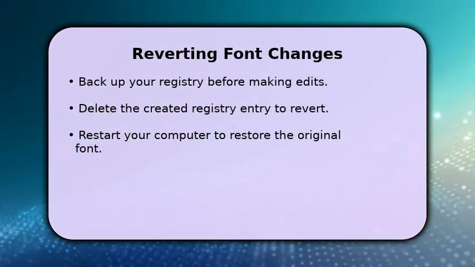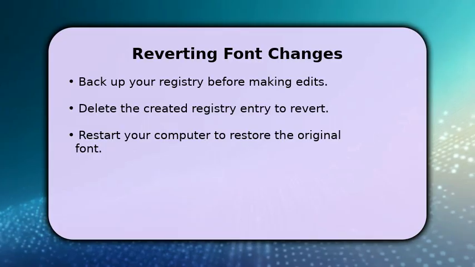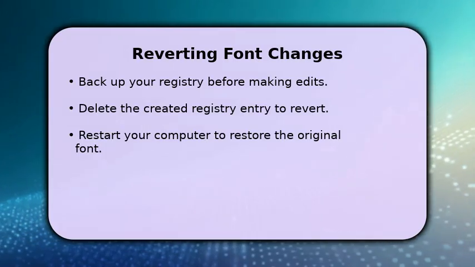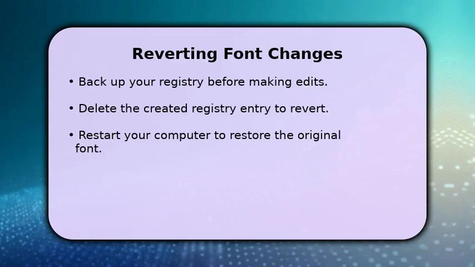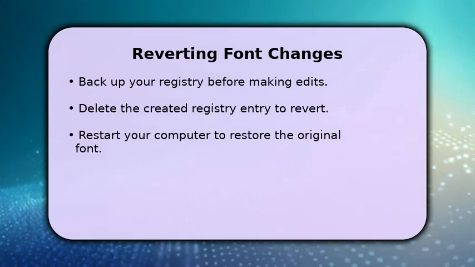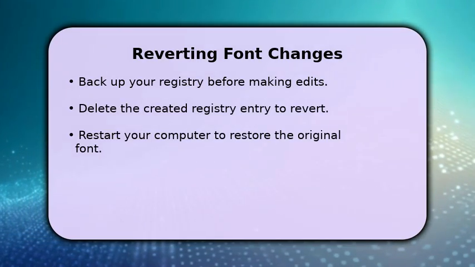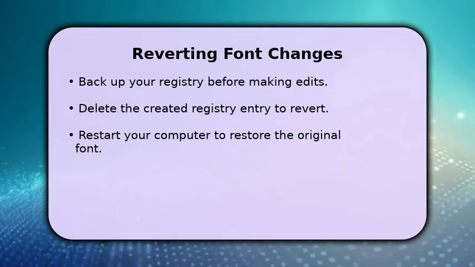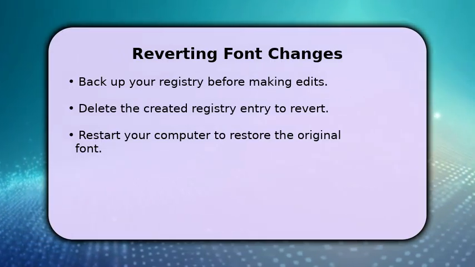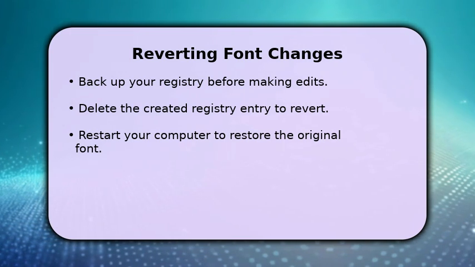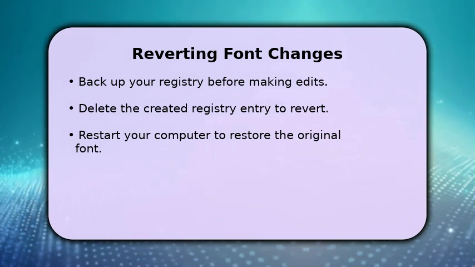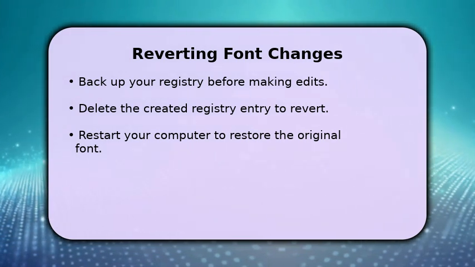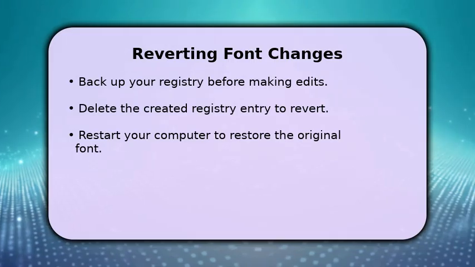It's always wise to back up your registry before making any modifications. If you ever wish to revert to the original Windows default font, simply return to the same location in the registry editor. Delete the string value you created earlier. After deleting the entry and restarting your computer, your system will automatically revert to its original default font. This ensures you can always go back if you change your mind.